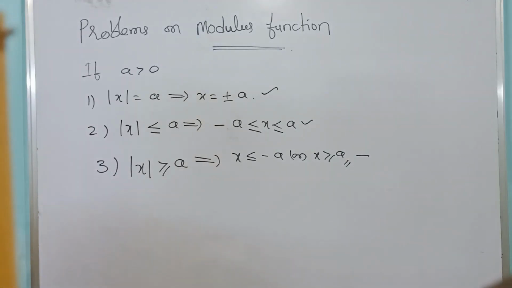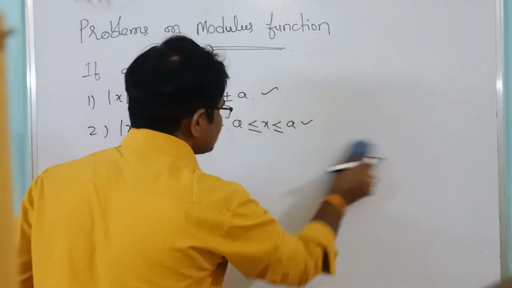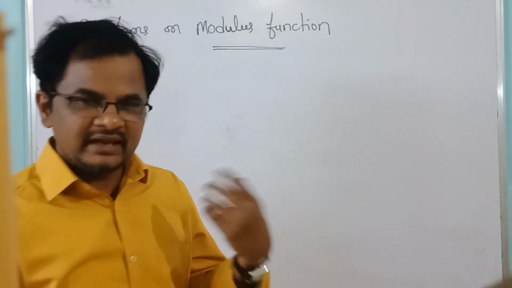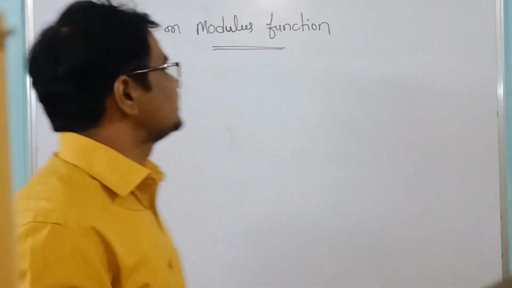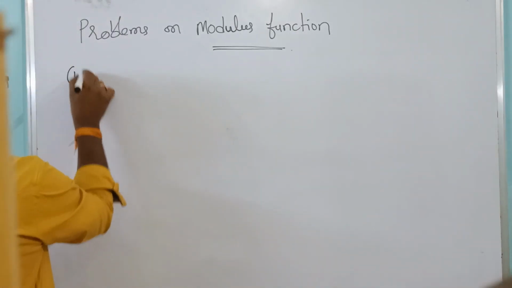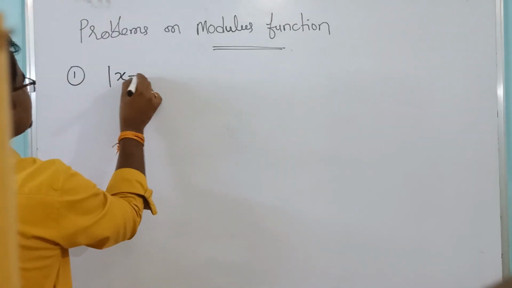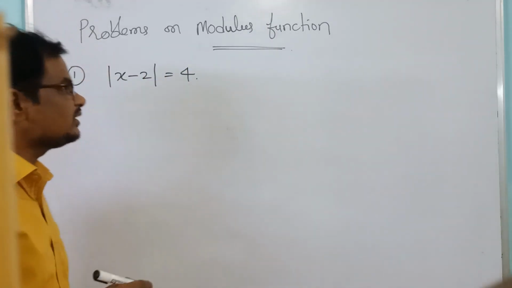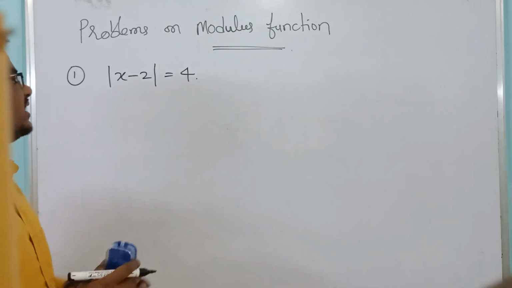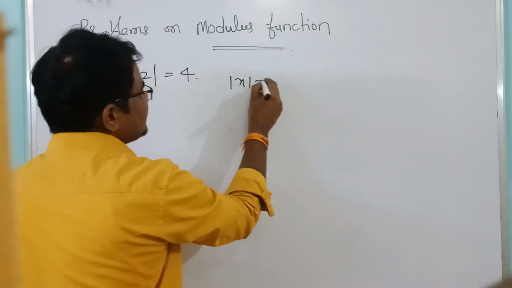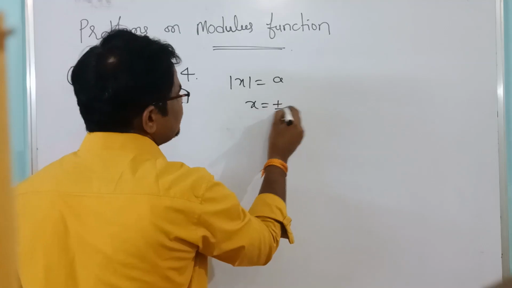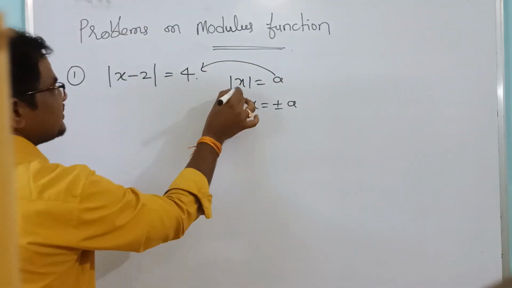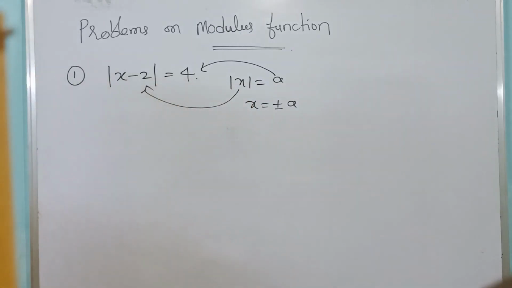Based on this, I will do some basic problems. After that, we will go to the main problems. In the first problem, suppose modulus of x minus 2 equals 4. We know that modulus of x equal to a means x equals plus or minus a. In place of a, 4 is there, and in place of x, x minus 2 is there.